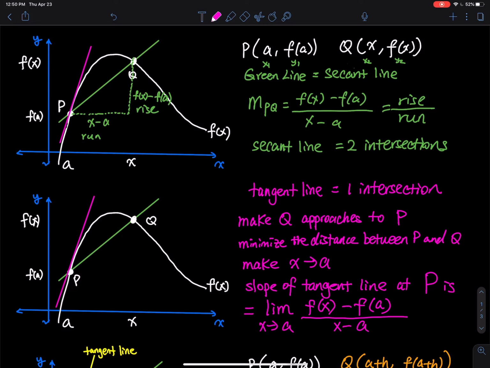This section is about derivatives and rate of change. So let's start with reviewing the concept of secant line and tangent line. This time I wrote everything beforehand because I don't want to mix up the concept and the order of them.